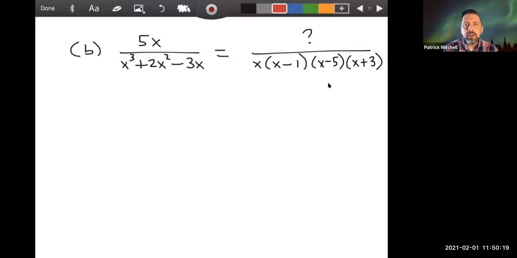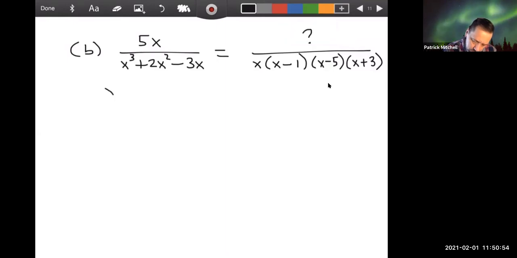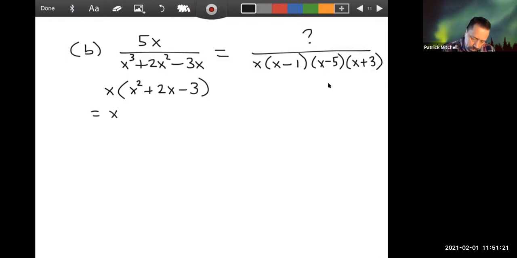5x over x cubed plus 2x squared minus 3x is equal to what over x times x minus 1 times x minus 5 times x plus 3? Okay, so for this one, we're going to have to factor the x cubed plus 2x squared minus 3x. The first thing I notice about that is that it has a common factor, x. I tend to be a little picky about my colors. In general, I like to do the problem in black and then do the answer in red. And sometimes I use other colors if I want to highlight certain things. When you pull out the x, you get x squared plus 2x minus 3. And that's that easy kind of trinomial. Numbers that add up to 2 and multiply to -3 would be -1 and +3.